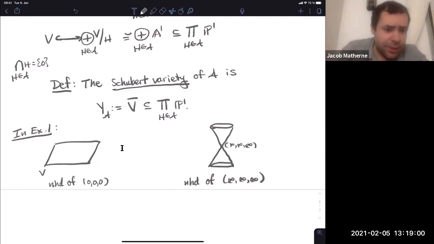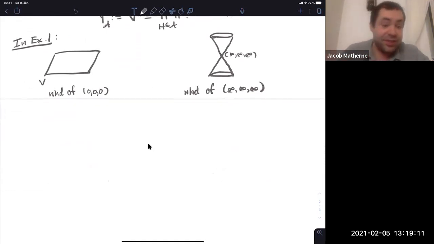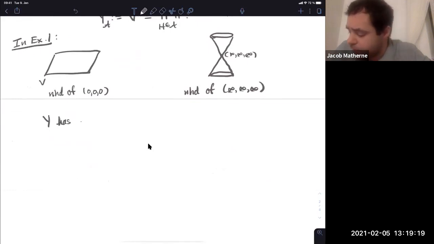Okay, let me tell you more about what this looks like. Another thing that happens in the classical setting and sort of flag varieties is you have stratifications by affine spaces. Okay, so our variety Y, our Schubert variety, has a stratification by affine spaces as well.